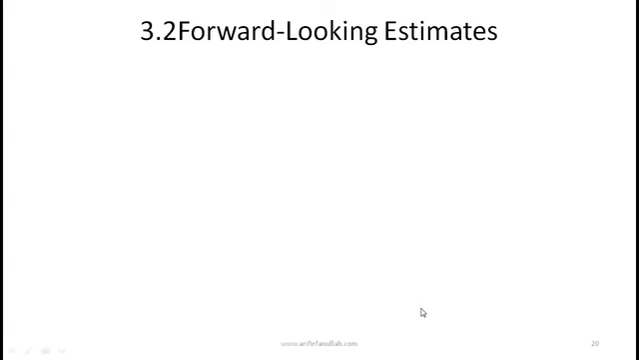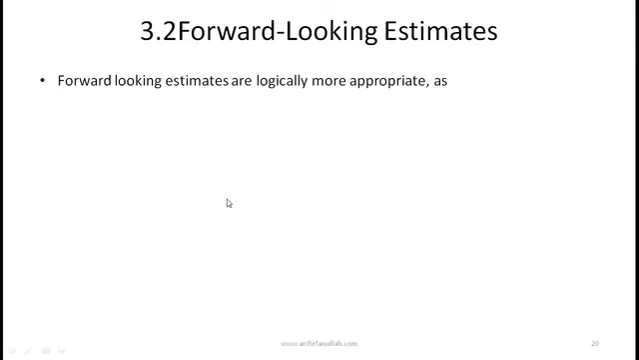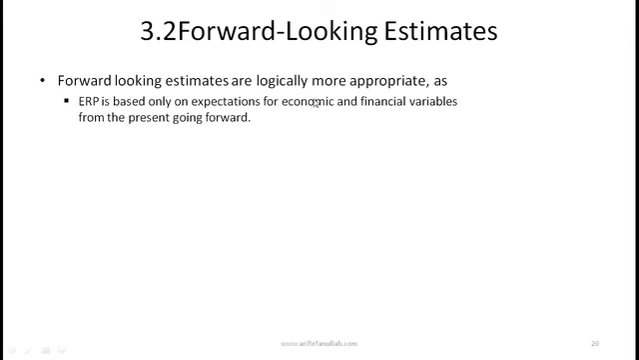We talked about historical, now we talk about forward-looking estimates, and all this should look familiar. Forward-looking estimates are logically more appropriate. Why? Because the ERP is based on expectations for economic and financial variables from the present going forward. So with historical estimates, you are obviously constrained by what happened.